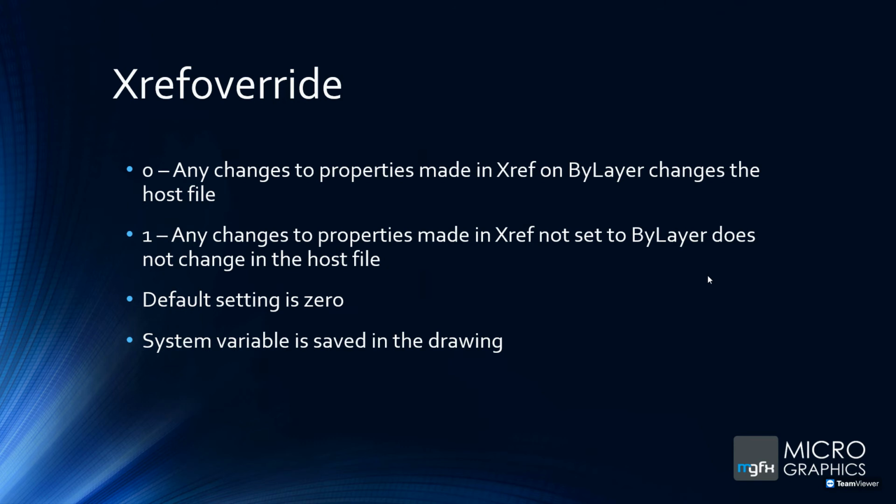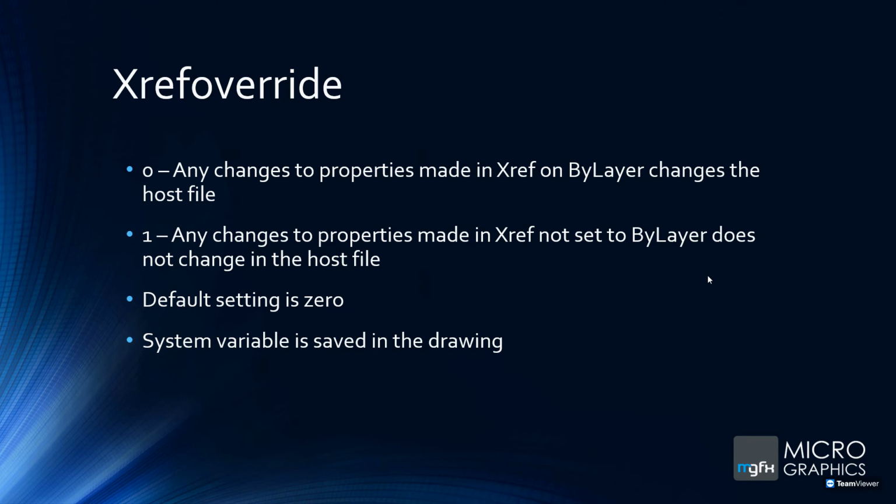If you change that value to 0, any changes to the properties made in the Xref set by layer changes the host file. And if you change the value to 1, any changes to the properties made in the Xref not set to by layer does not change in the host file. The default setting for this is 0, and this system variable is saved in the drawing.